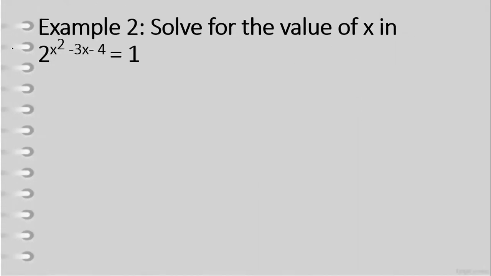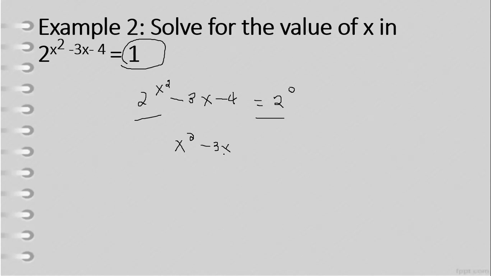Now, solve for x in 2 raised to x squared minus 3x minus 4 is equal to 1. The bases should be the same. If the bases are not the same, we use the logarithmic form. But in this example, we can write 1 as 2 raised to 0, because 2 raised to 0 is 1. The bases are now the same, so we can solve for the solutions of x.